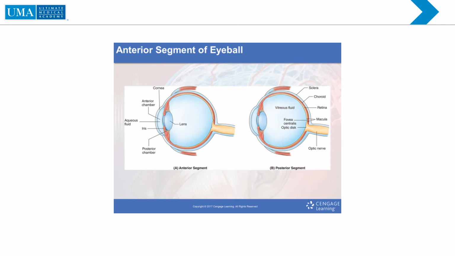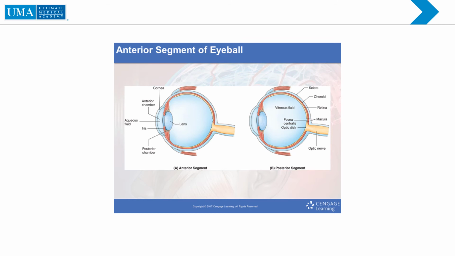So we've taken a look at the layers. Now let's look at the different sections of the eyeball, or we can call those sections segments, starting first with the front segment, or the anterior. Here we can see the eyeball will be divided into anterior as well as posterior segments.